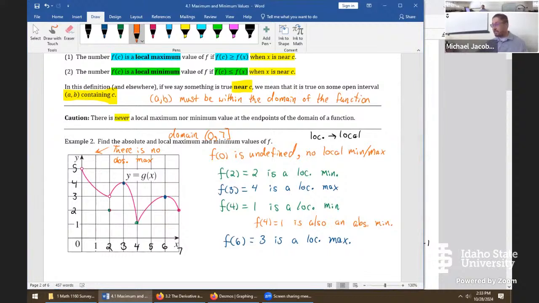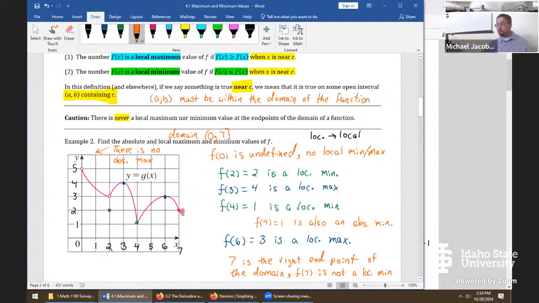Let's put down on the notes just to emphasize that. 7 is the right endpoint of the domain, and that means f of 7 is not a local min, only because of being at the endpoint of the domain. Again, it's not a bad idea to rehash what goes wrong.